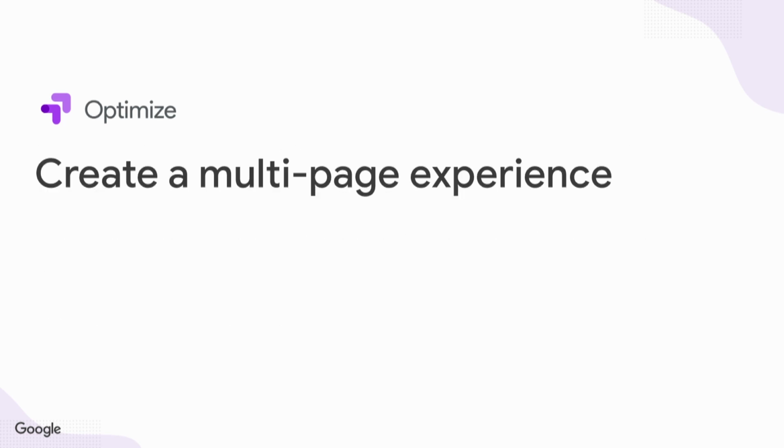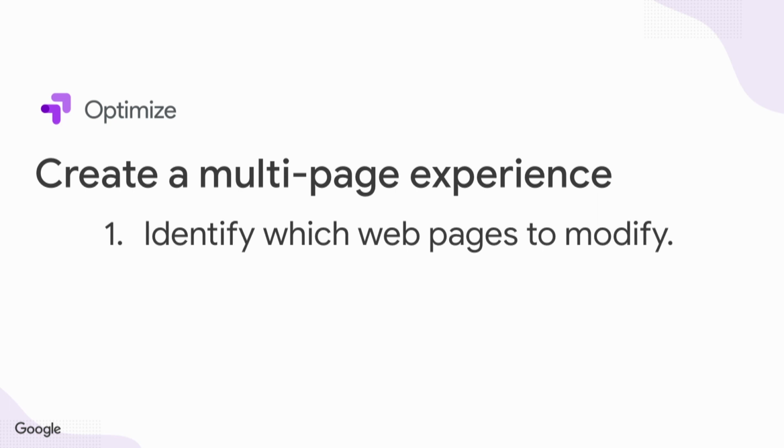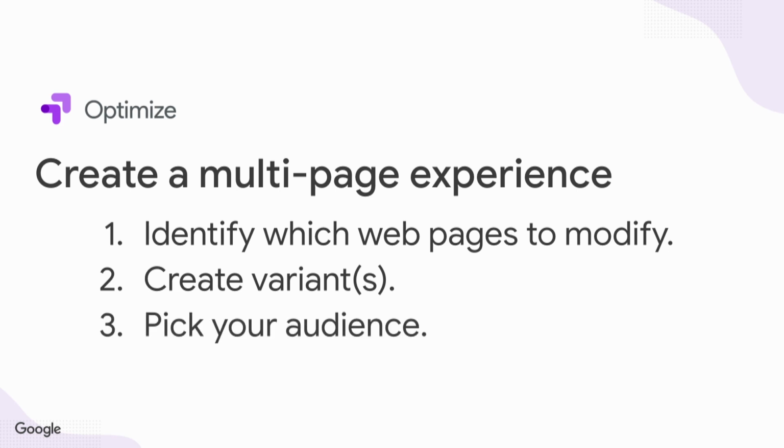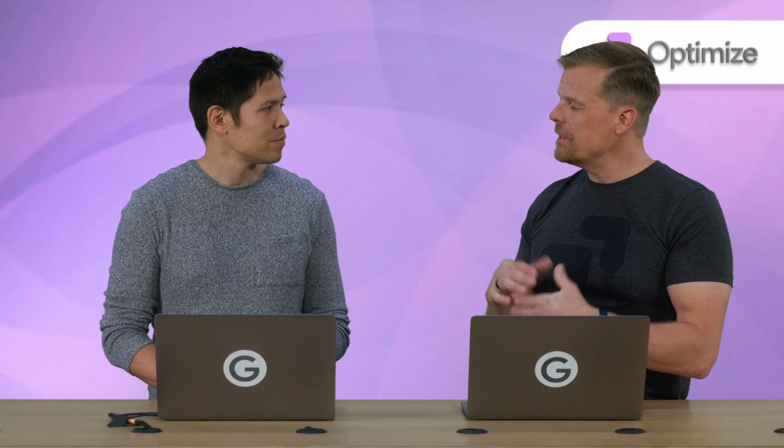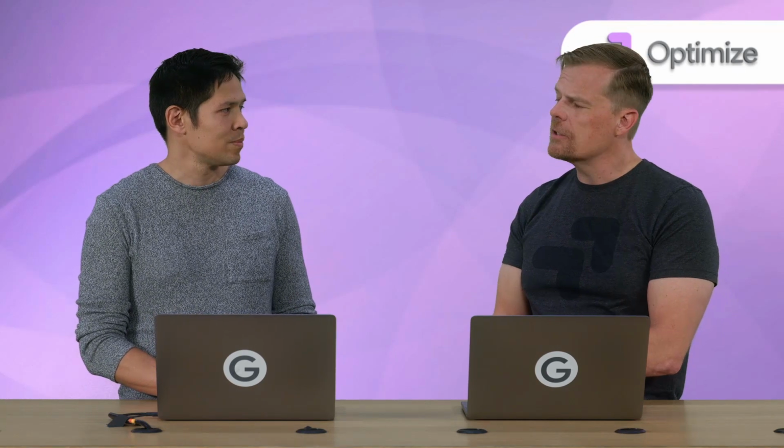Here's how we're going to create it. First thing you have to do is identify the pages that you want to modify. Then you'll create your variants, then decide who should see them, and then determine what you want to measure. So Q, what are some reasons somebody would want to run a multi-page experience?